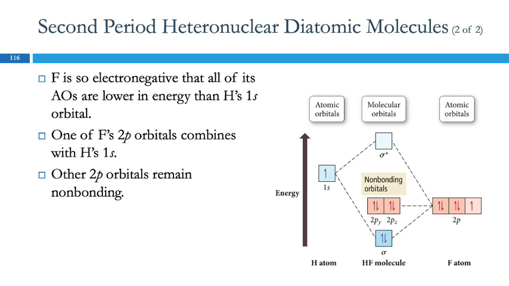Here we're looking at hydrogen fluoride, and this one's really weird because fluorine is so electronegative that its 2p orbitals are lower in energy than hydrogen's 1s orbital. And so then the molecular orbital diagram gets kind of funky looking. I'm not going to give you anything like that on an exam.